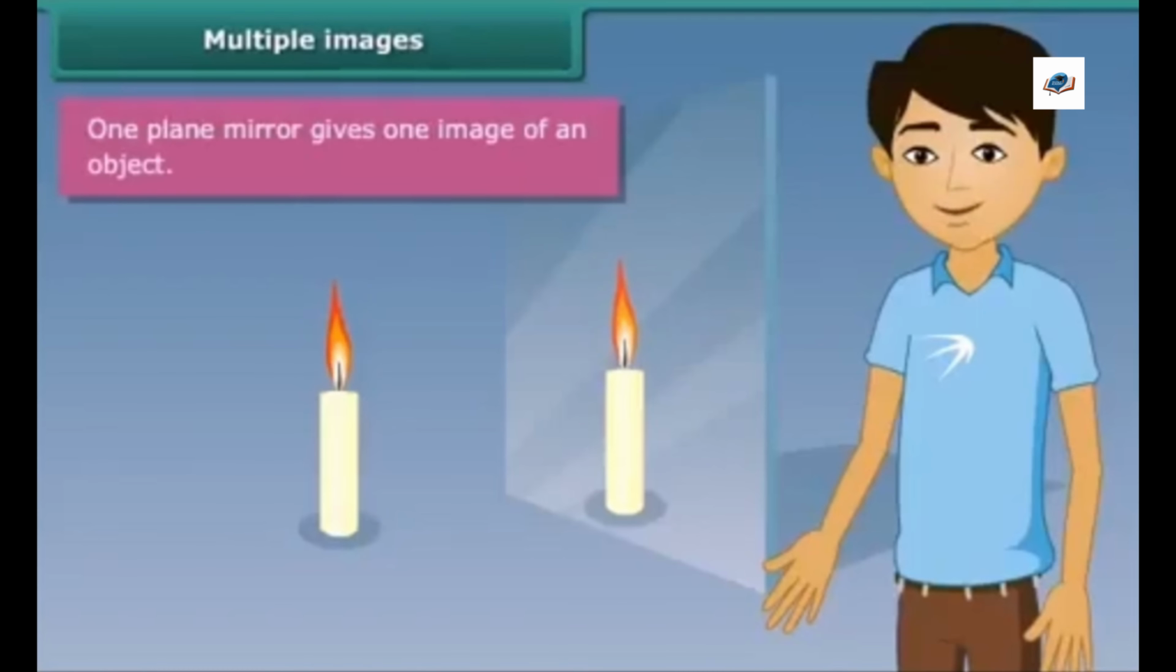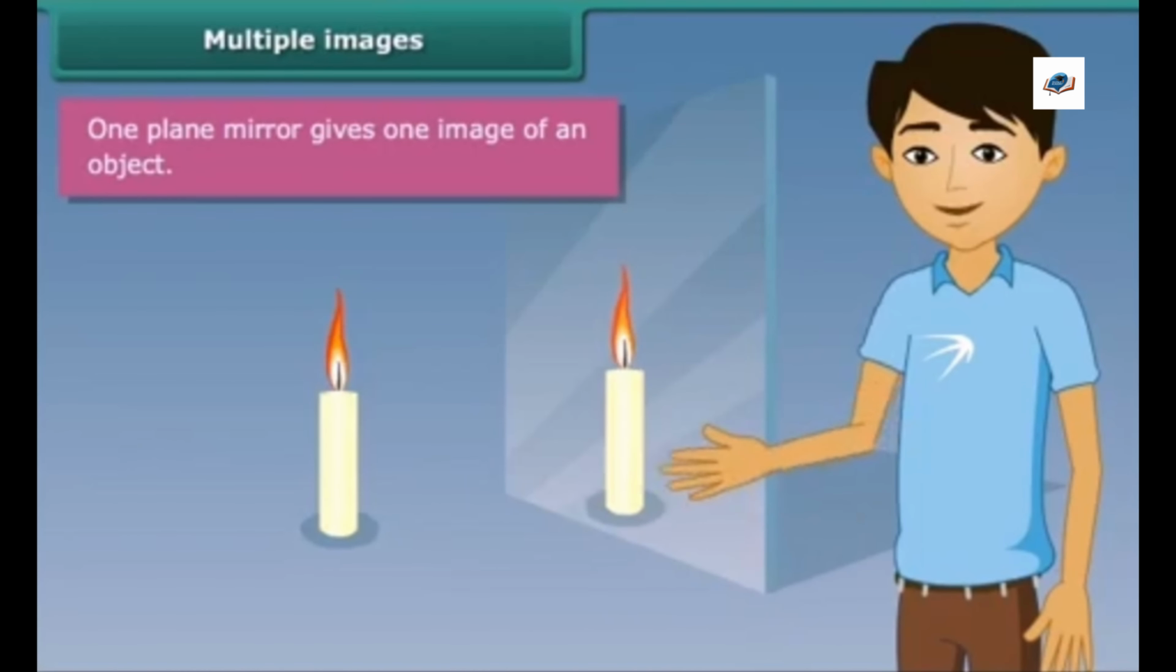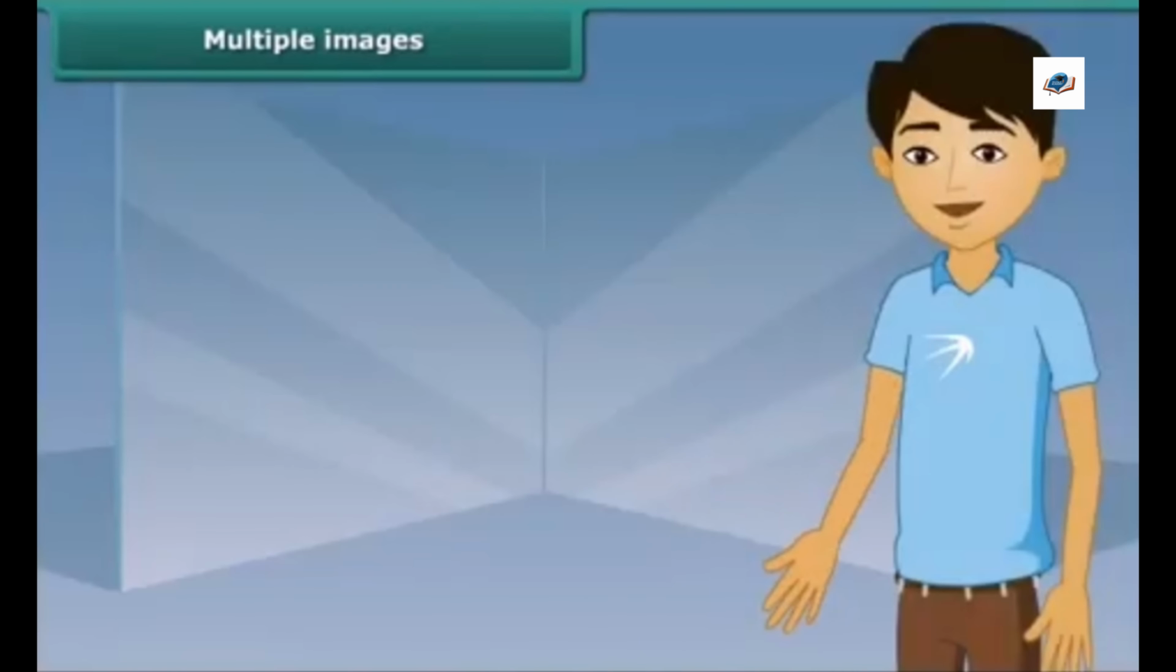One plane mirror gives one image of an object. Can you tell how many images we would obtain with two plane mirrors? Let us perform an activity to know the number of images formed using two plane mirrors. Take two plane mirrors. Set them at right angles to each other with their edges touching.